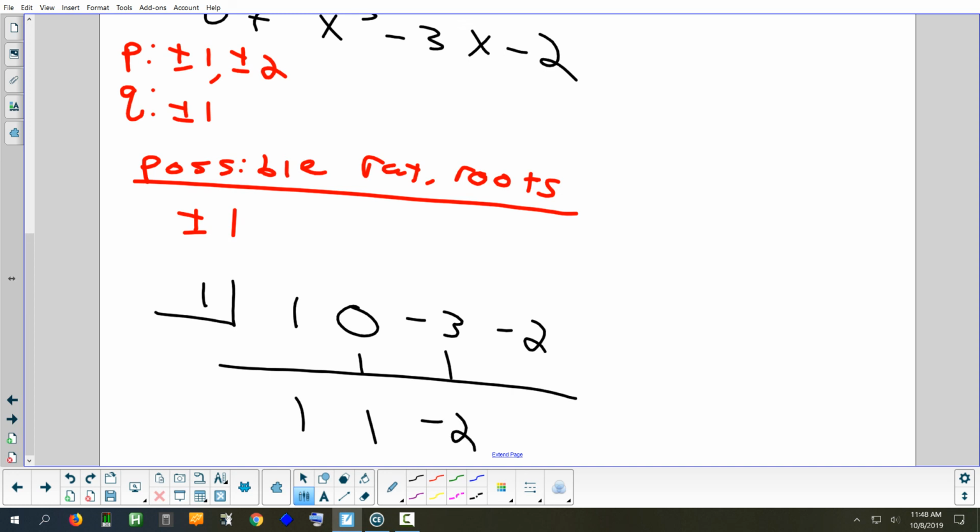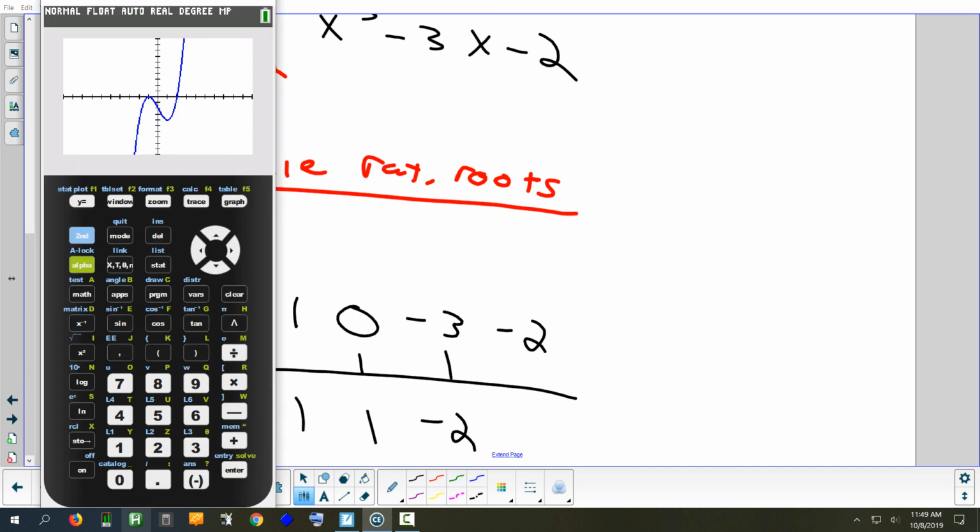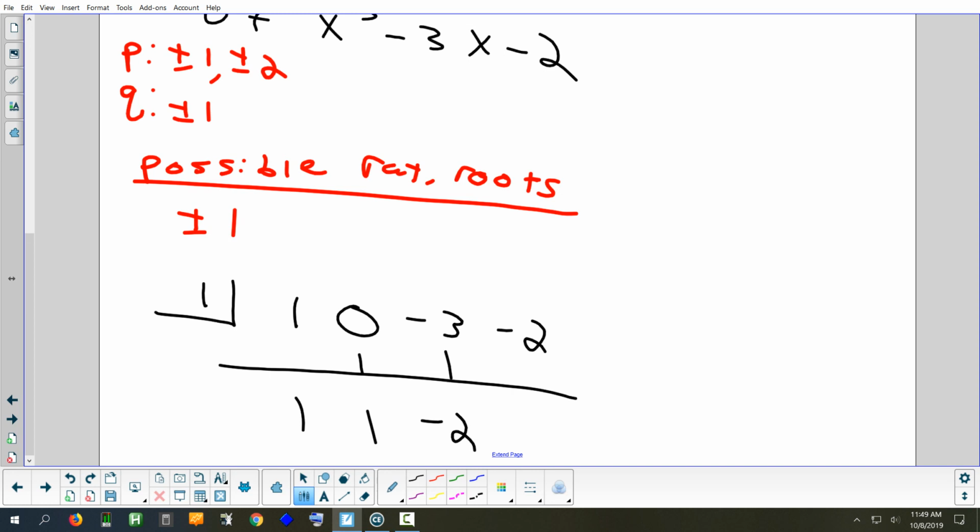1 times -2 is -2. Hold on. Bring down the 1. 1 times 1 is 1. 0 plus 1 is 1. 1 times 1 is 1. -2. 1 should be a root. Oh, 1 isn't a root. I did it wrong, it was -1. So 1 is clearly not a root. So this is what happens if you check the wrong one. You don't get a remainder of 0 because it doesn't cross there.